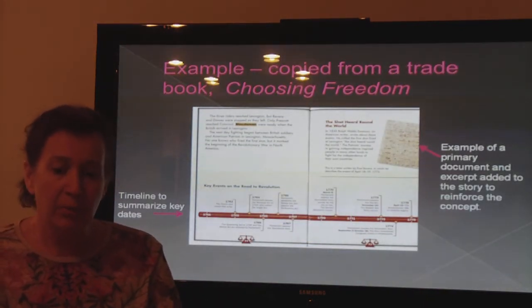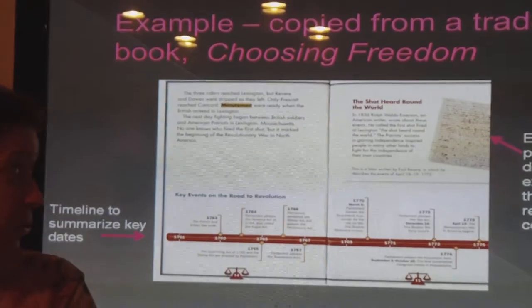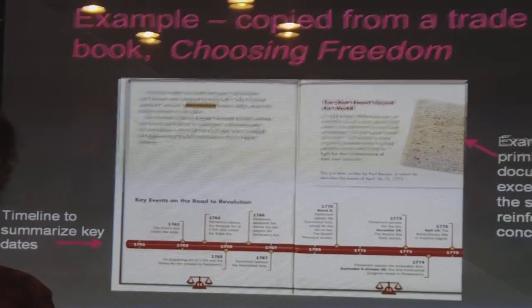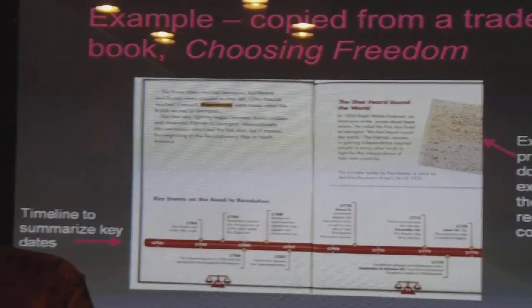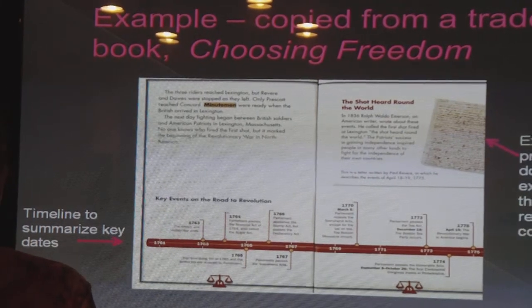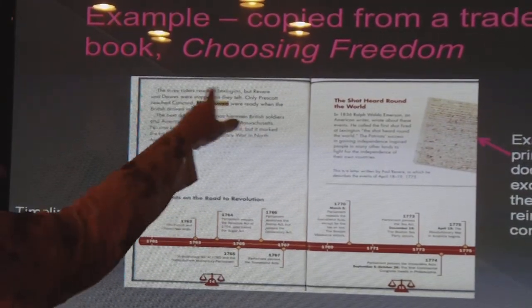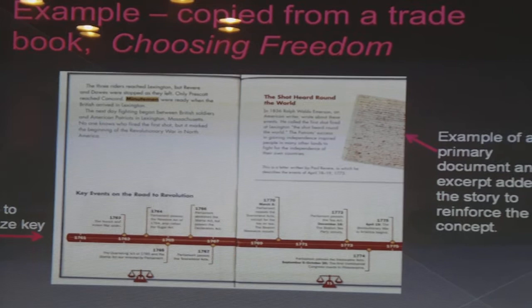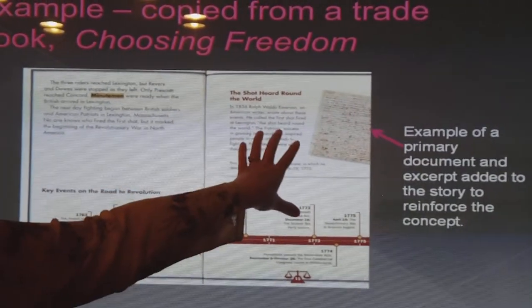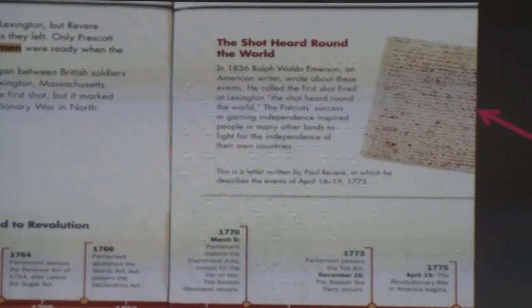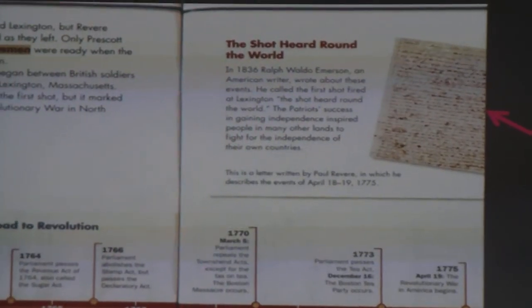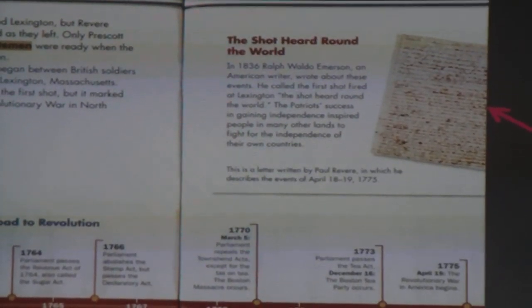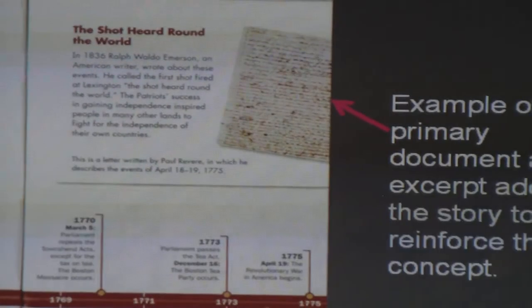Here's another example that we copied from a trade book called Choosing Freedom. In this book, again, if you just wanted to read, it wouldn't take very long because the simple text on here includes only this section with one highlighted word, Minutemen. However, over here is a little bit about the shot heard around the world. This is a copy of a letter, which would be a primary source document. Perfect example for talking about primary versus secondary sources.